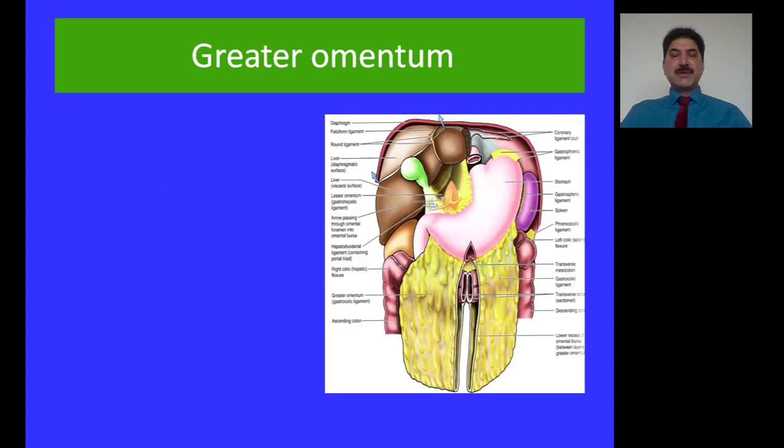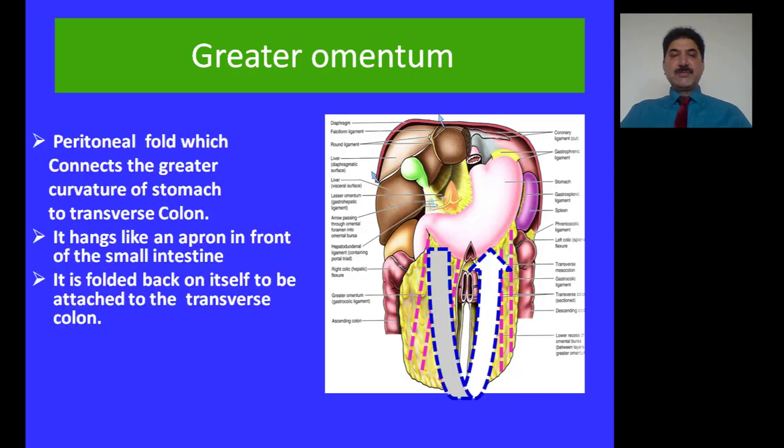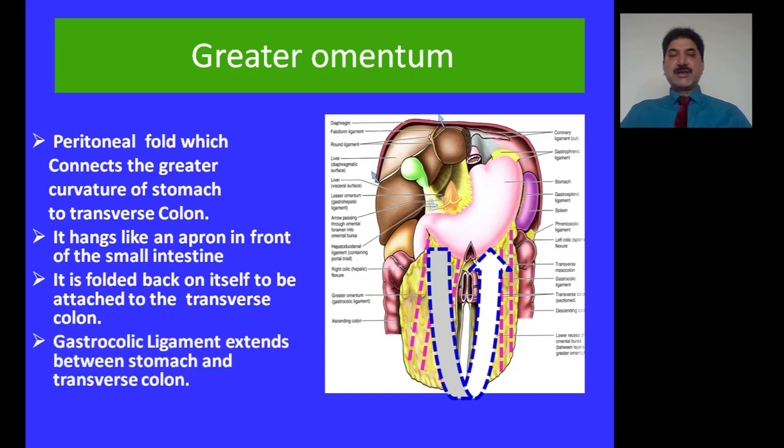The greater omentum is a double-layered fold of the peritoneum which spans from the greater curvature of the stomach to the transverse colon. It hangs like an apron, crosses over the transverse colon and small intestine. It is folded back on itself to be attached to the transverse colon. The gastrocolic ligament is part of the greater omentum that extends between the greater curvature of the stomach and the transverse colon.